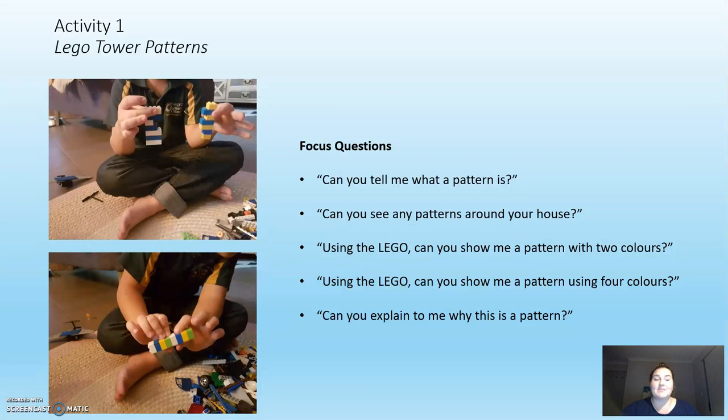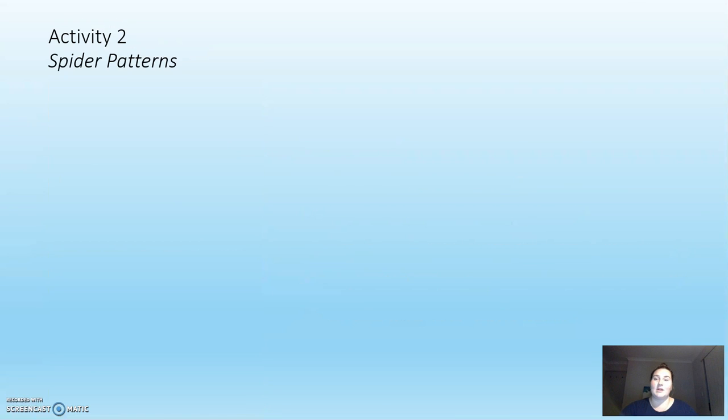I then asked Ben if he could create a pattern using the Lego with just two colours, which he did with ease. So then I asked him if he could create a pattern using four colours, which again he did really well. So I asked him if he could explain how it was a pattern and why, which he was able to say because it starts with white, goes to blue, yellow, and green, and then it goes back to white and it keeps on going.